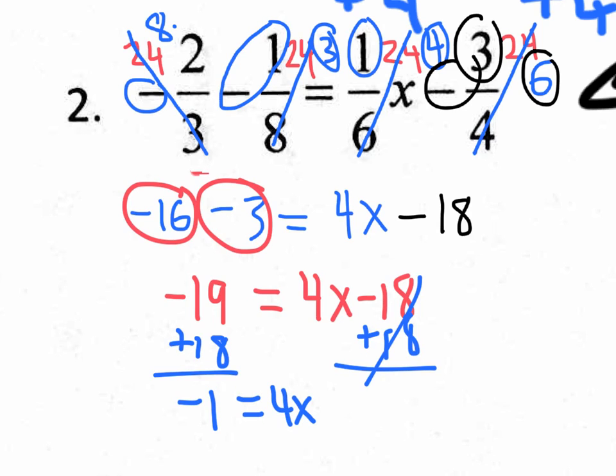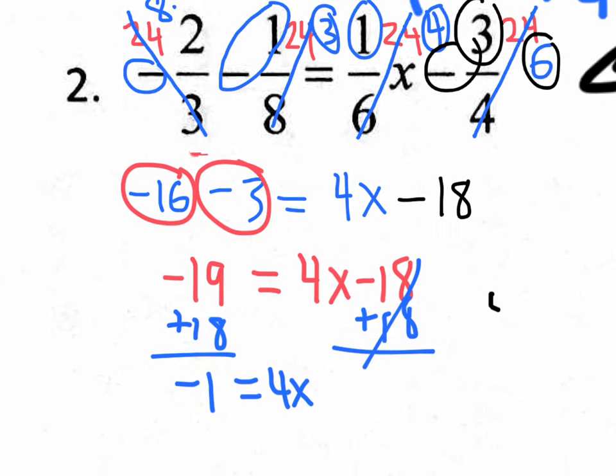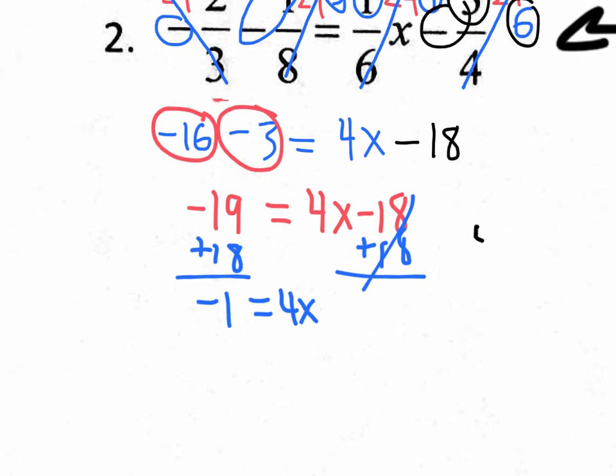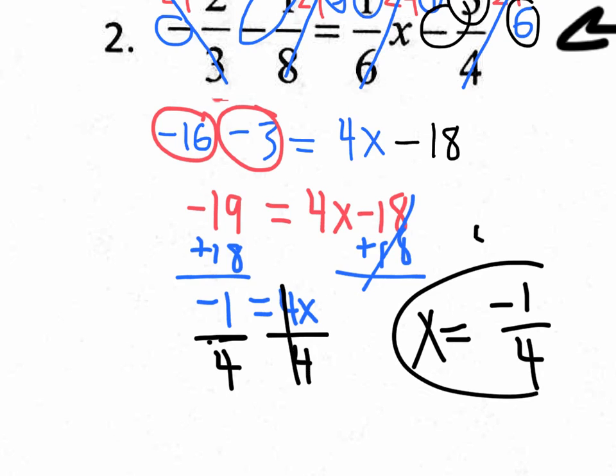Our final step would be to get rid of the 4 right in front of the x. So we do that by dividing by 4. It cancels. And what you do to one side, you do to the other side, divide by 4. And that is your answer. You can't divide 1 by 4. So you're just going to leave it like a fraction. x equals negative 1 divided by 4. There you go. x equals negative 1/4.